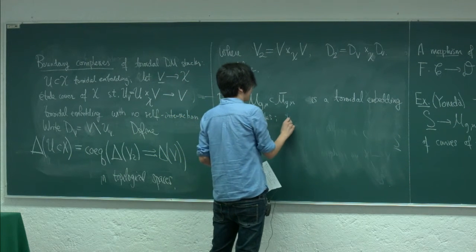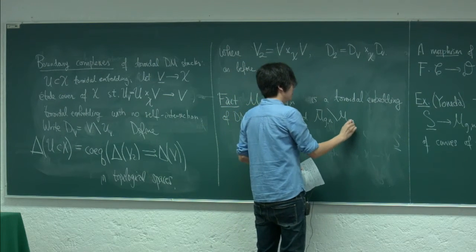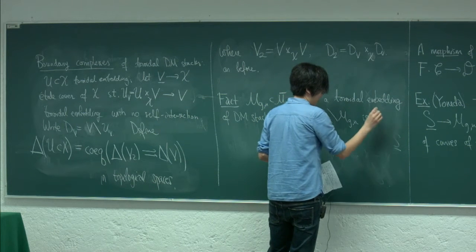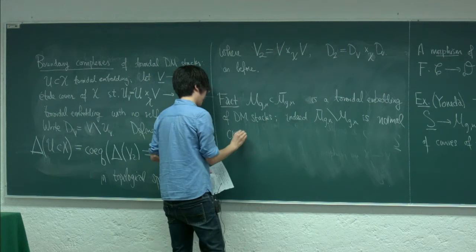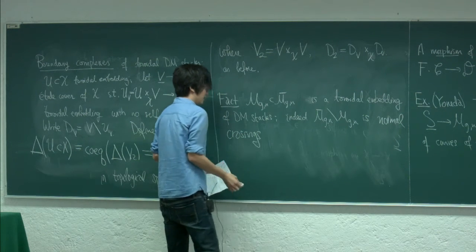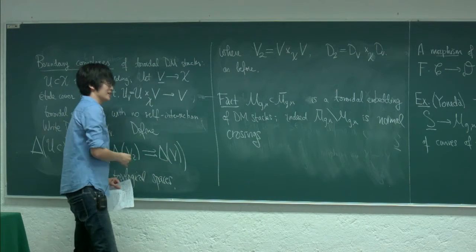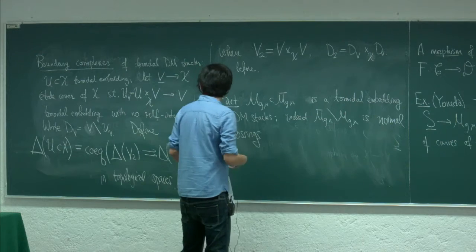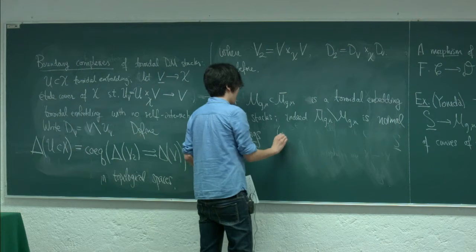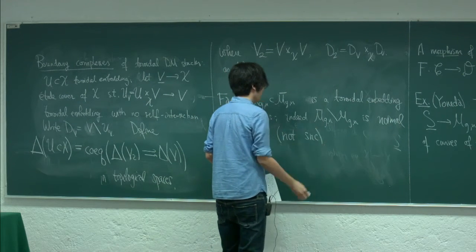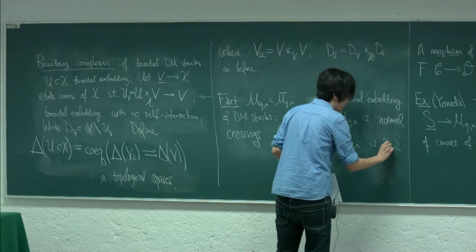Indeed, it's a normal crossings embedding. So the boundary M_{g,n} bar minus M_{g,n} is normal crossings, though it's very far from being simple normal crossings. So we're really going to have to use this more technical definition of a boundary complex to deal with the boundary. And moreover, as you're probably aware, M_{g,n} bar is smooth and proper.